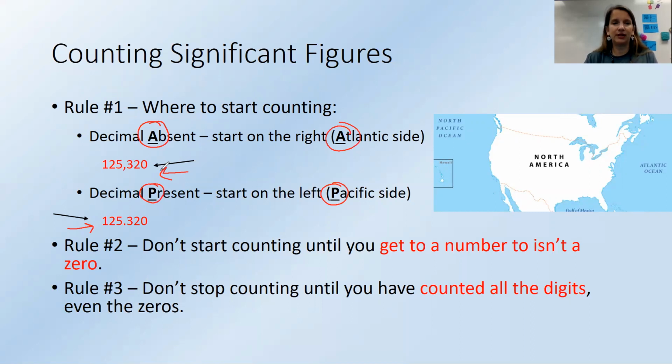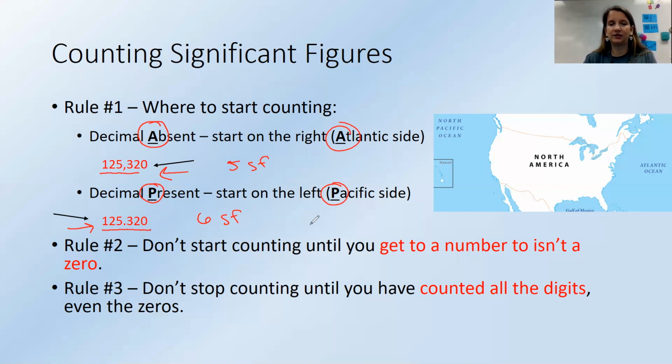In the first example here, we start counting on the right side, the Atlantic side. We go to our first non-zero, we start counting and keep counting. So this number has 5 significant digits. In this next example, the decimal point is present, so we start counting on the Pacific side. We go to our first non-zero, start counting, and keep counting. So this one has 6 significant figures. Now, why is this 0 significant? Well, it's significant because the measuring device that recorded this measurement was able to give us that degree of precision.